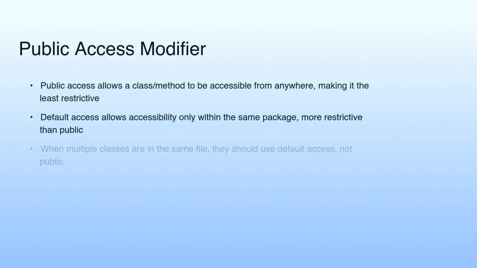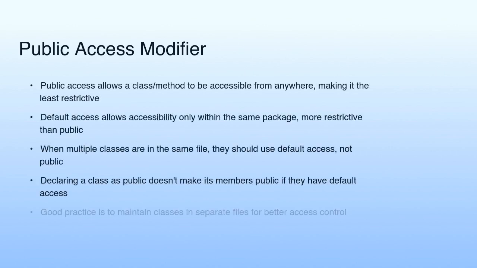The public access modifier allows a class or method to be accessible from anywhere, making it the least restrictive. However, declaring a class as public doesn't make its members public if they have default access.